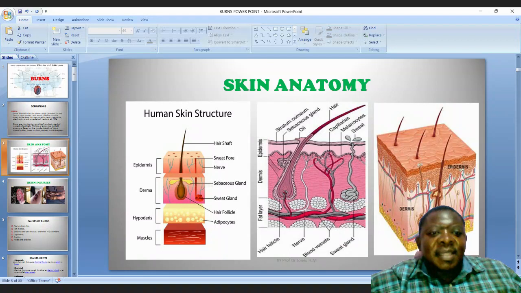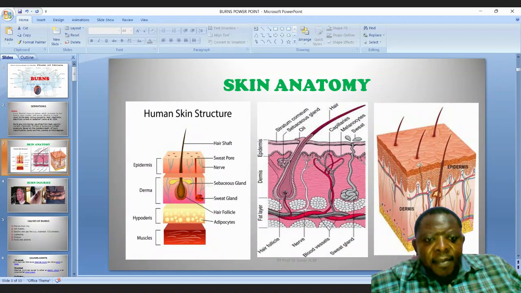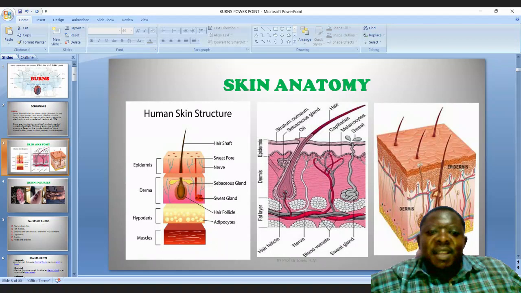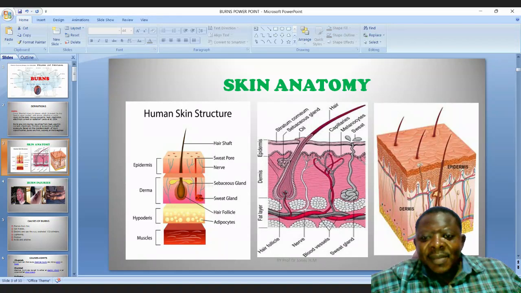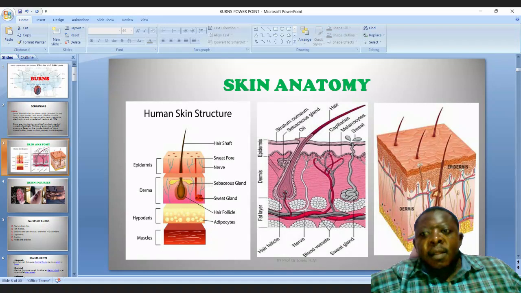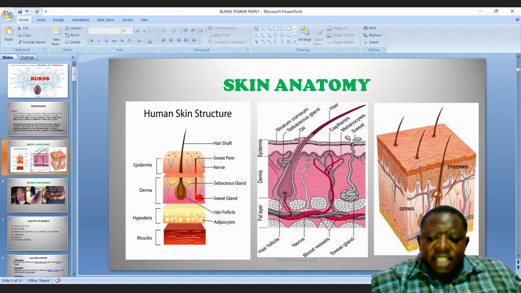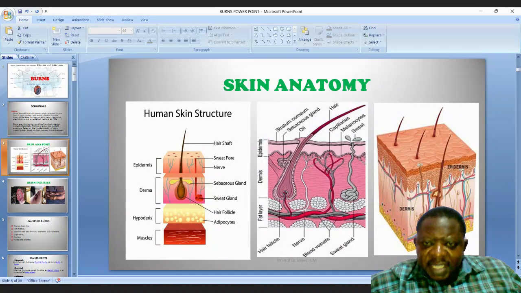The nerves start from the dermis, then go to the epidermis. Any injury to the nerves will cause some kind of pain. If all the nerves are destroyed, there will be no pain. Okay, so this is just to help us appreciate the skin anatomy as we endeavor to understand the classification of burns.